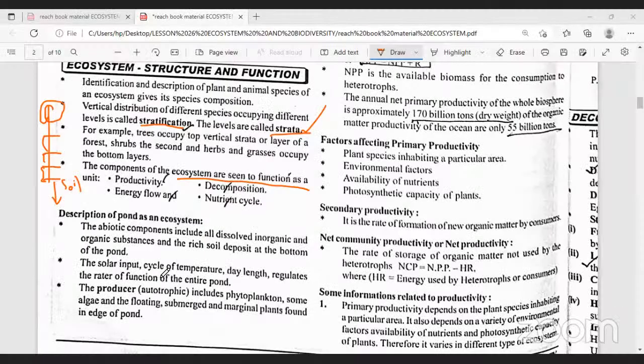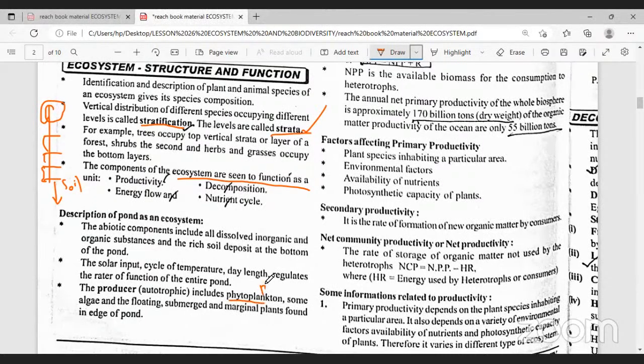See that the solar input, cycle temperature, and day length regulate the rate of function of the entire pond. Here, the first one is considered the producer. Which one is the producer? The producer is nothing but the autotrophs. They get their food from light energy. The light energy is converted into chemical energy by solar energy. That is the phytoplankton. Phyto means plant. Take as examples some algae, and floating, submerged and marginal plants found at the edge of the pond, as we already discussed.